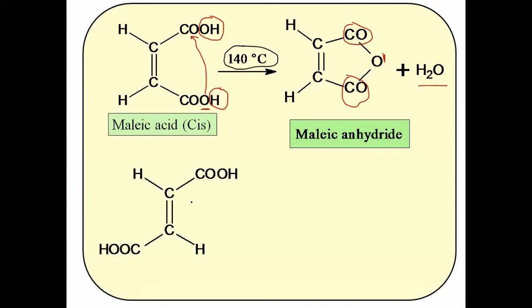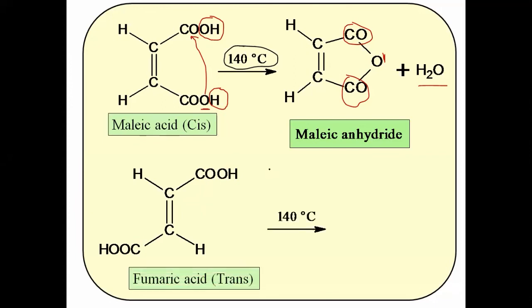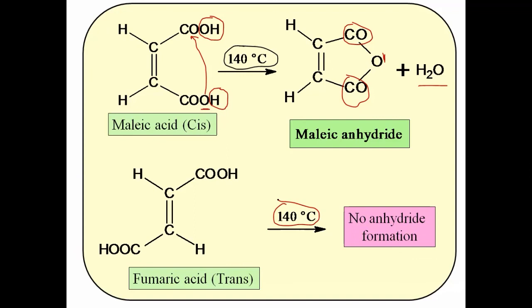But what about the trans isomer? In the trans isomer, the two COOH groups are away from each other, but in the cis isomer they are close, and therefore it undergoes cyclization. In the trans isomer the two COOH groups are away from each other. Therefore, when it is heated at 140 degree Celsius, it does not undergo cyclization. There is no anhydride formation.